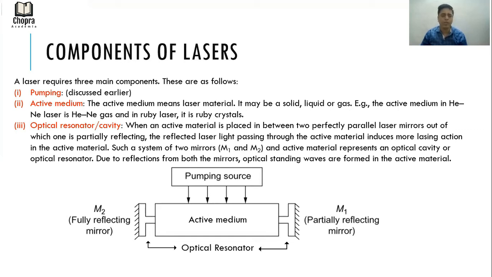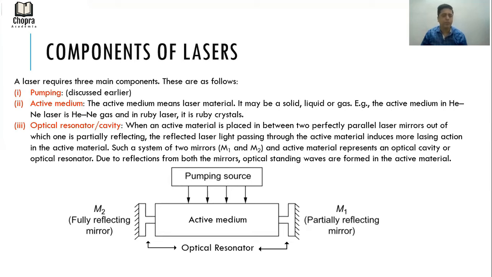Now the third component is optical resonator or cavity. Optical resonator or cavity is when an active material is placed in between two perfectly parallel laser mirrors, out of which one is partially reflecting. The reflected laser light passing through the active medium induces more lasing action in the active material. Such a system of two mirrors M1 and M2 and active material represents an optical cavity or optical resonator. Due to reflections from both the mirrors, optical standing waves are formed in the active material.